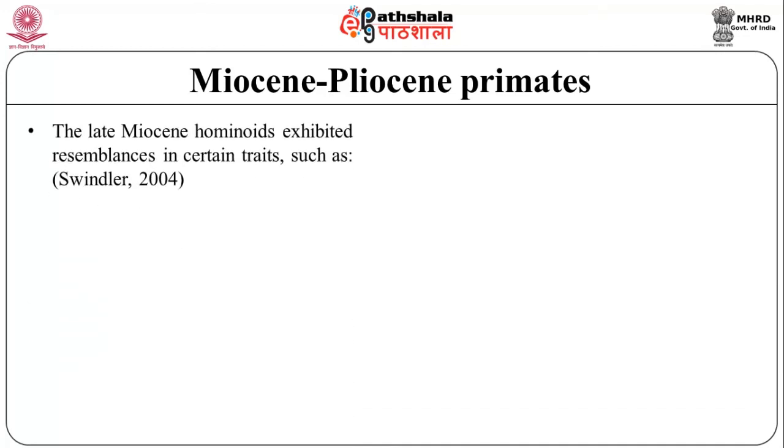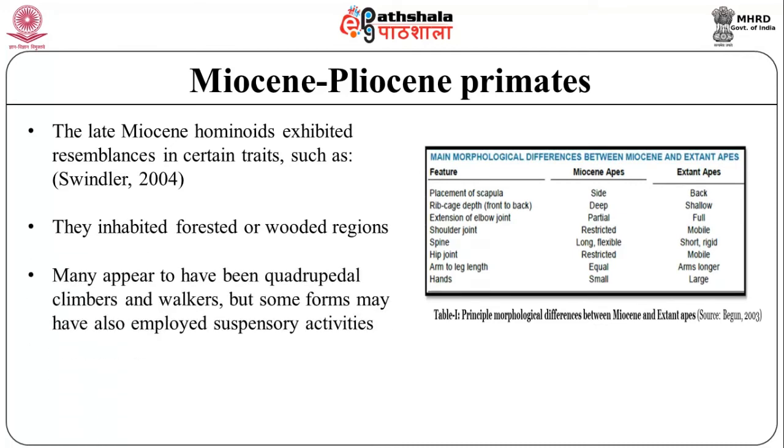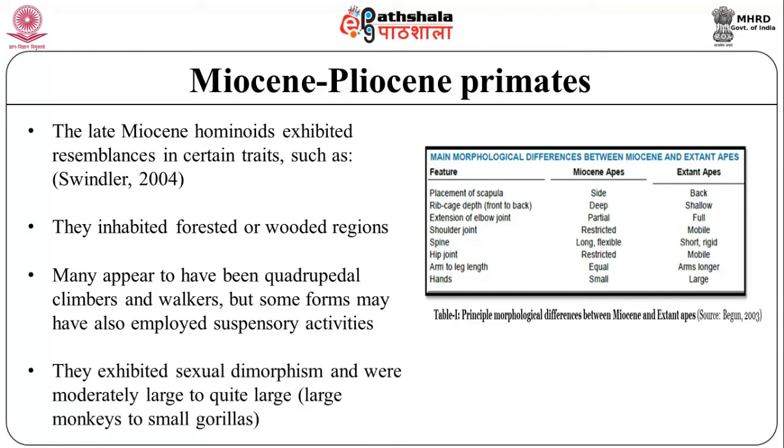The late Miocene hominoids exhibited resemblance in certain traits such as: first, they inhabited forested or wooded regions. Many appear to have been quadrupedal climbers and walkers, but some forms may have also employed suspensory activities. They exhibited sexual dimorphism and were moderately large to quite large, that is large monkeys to small gorillas. Now the table displays the principal morphological differences between Miocene and extant apes.